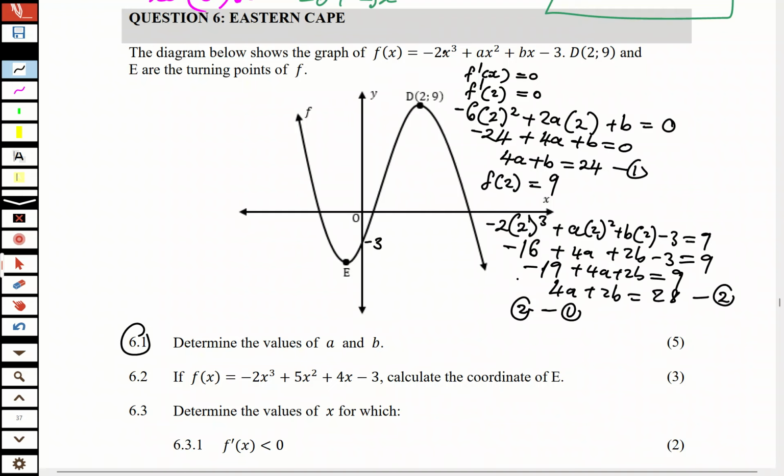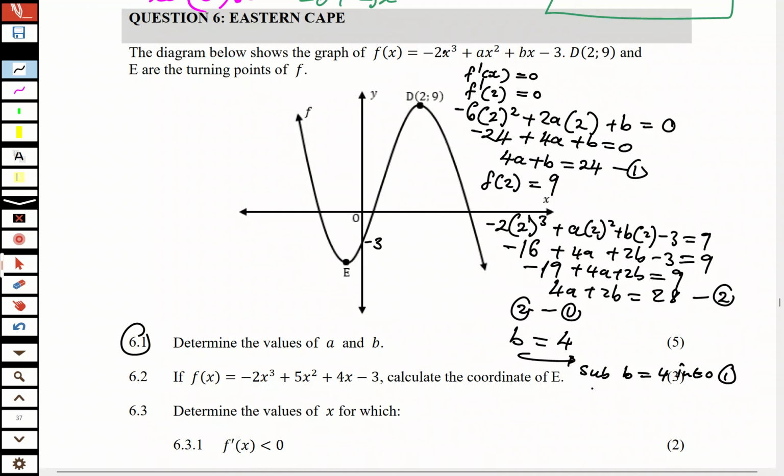So we are going to have what? The 4a and the 4a will cancel. 4a minus 4a will cancel. And then 2b minus b will be left with b. And then 28 minus 24. From 8 subtract 4, you're left with 4. The b is 4. You're done like that.